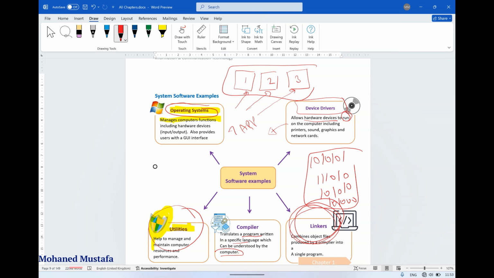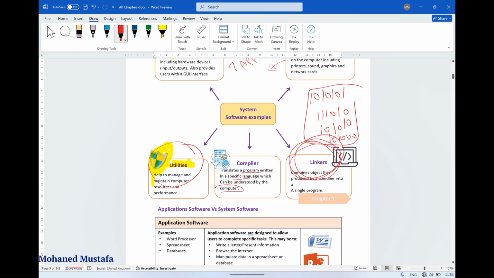So you get the point about system software, is it clear? Application software, we mentioned, yes. Explain what? Linkers. Designing the game in separate files, linking all the files into one app. You get it?